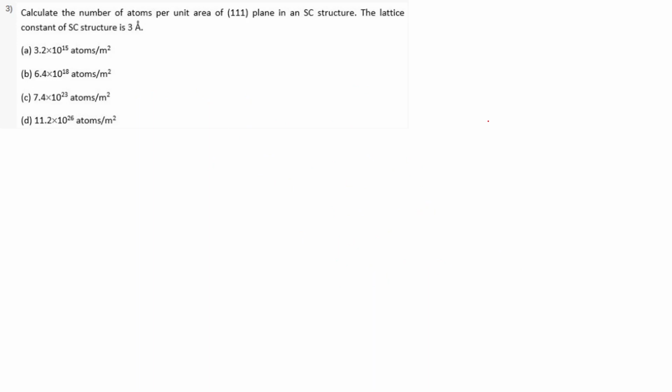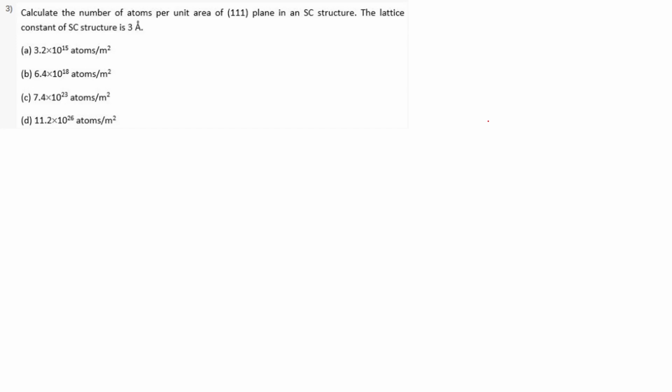So now we will go to the next problem. Calculate the number of atoms per unit area of the 111 plane in a simple cubic structure. The lattice constant of the simple cubic structure is 3 angstrom. Okay, so it's a very easy problem.